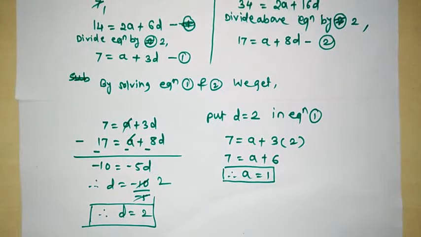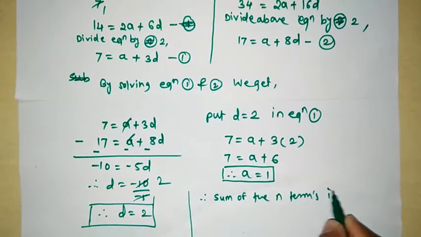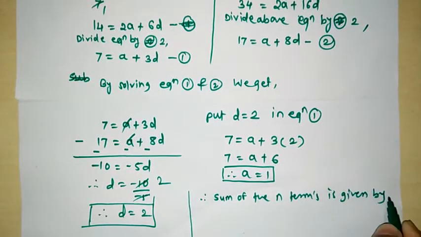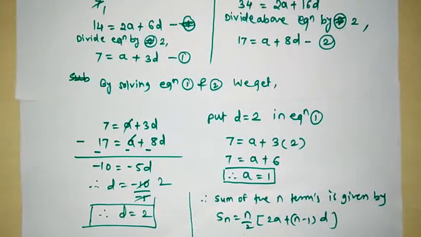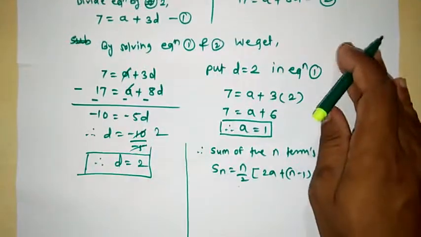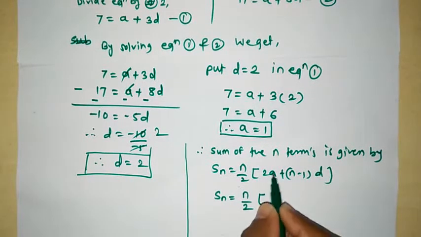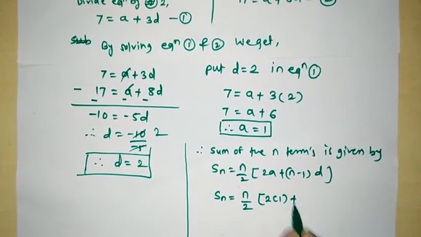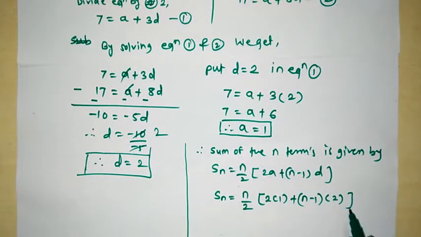Now what do we have to find here? Here we have to find the sum of the n terms. Therefore the sum of the n terms is given by Sn is equal to n by 2 into 2a plus n minus 1 into d. Now we will put the values of a and d here. n by 2 as it is, because we don't know the value of n. 2a, what is a here? a is equal to 1. 2 into 1 plus n minus 1 into d, where d is equal to 2.